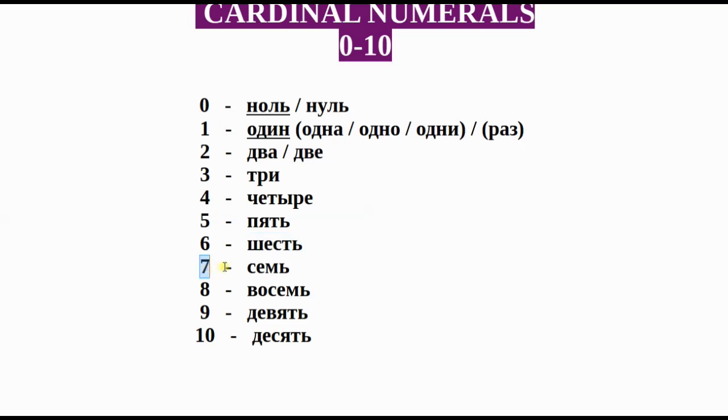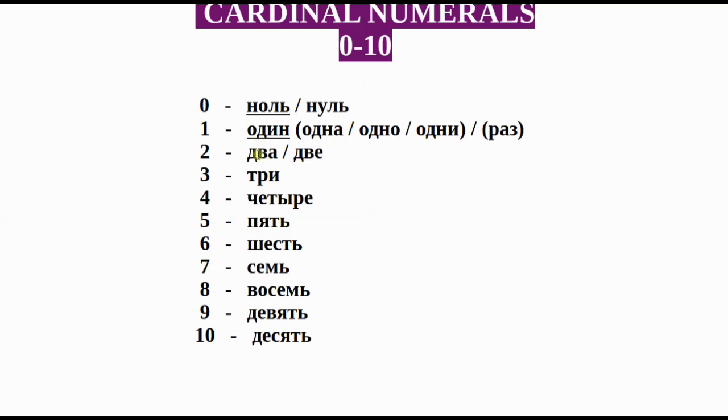Then 7, it is семь. And 8, it is восемь. Then we have 9, which is девять. And we also have 10, which is десять. So let's go from the beginning.